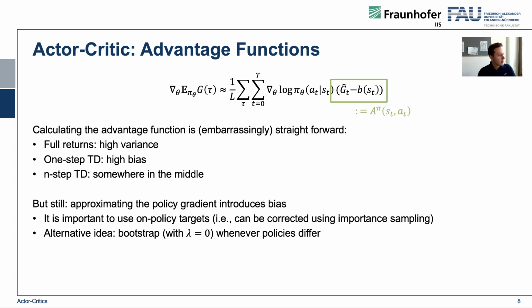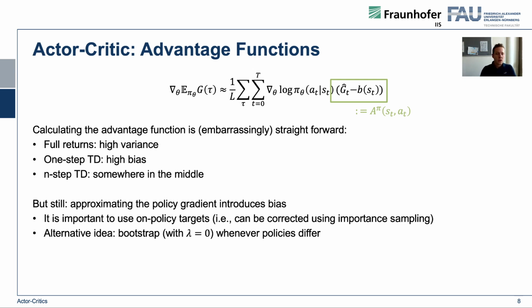What we also see is that, this is also what I just told you, if we take the full returns into account, we have a high variance target. If we take one-step TD, we have a high bias, but nearly zero variance, just one reward that you take into account. And we can also take in-between steps, which we have also seen in n-step TD learning.